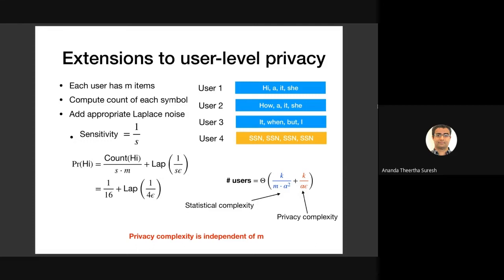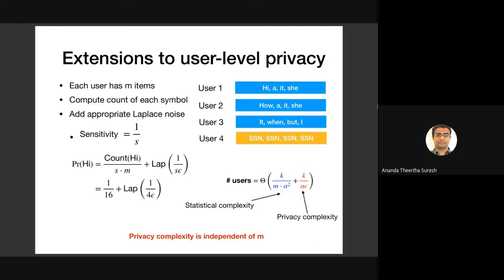We can again analyze this. And it turns out the number of users necessary would be k divided by M alpha squared plus k by alpha epsilon. Similar to the previous slide, we have a statistical complexity and a privacy complexity. The statistical complexity, highlighted in blue, goes to 0 as 1 by M, meaning if you have more samples per user, then you need fewer users.